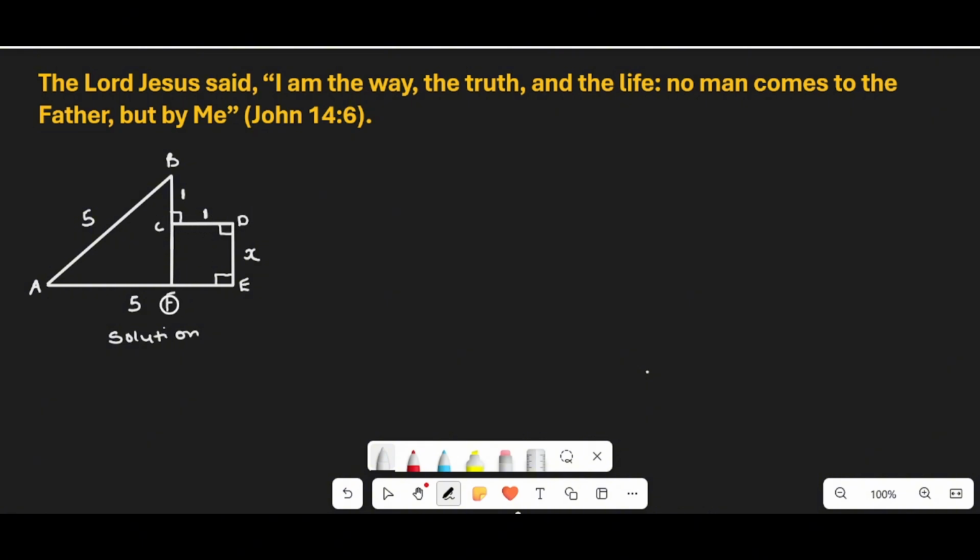CD and EF, they are opposite. That means they are going to be equal to each other. So we can say this place is 1. Also, DE and CF, they are opposite. So we can say this also is x. Don't forget that this line is perpendicular to our line. Let us put the sign.